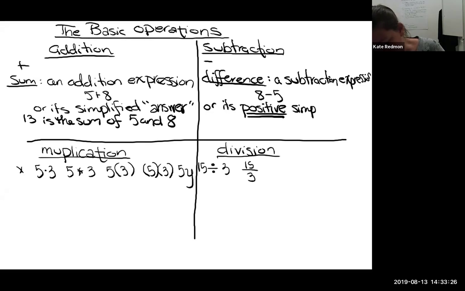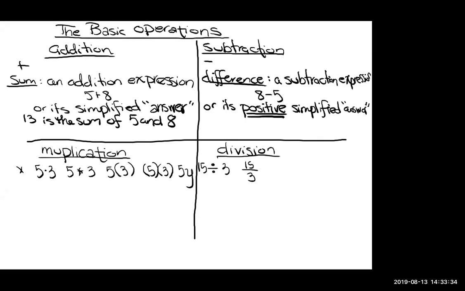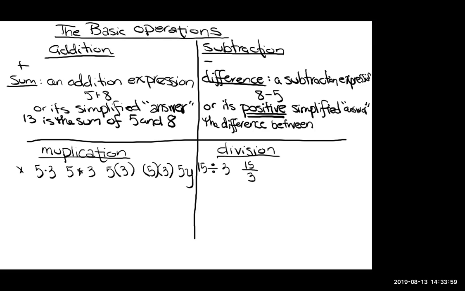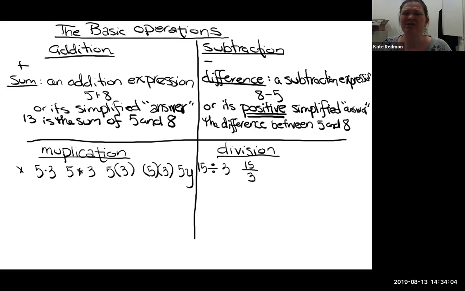positive simplified answer. What the heck is Kate talking about? Positive. Well, David, do you have your GED calculator on you today? No, I do not. Okay. Do you have any calculator, like on your phone? Yeah. Do me a favor. I want you to do 8 minus 5. 3. But then what if I did it the other way around? What if I did 5 minus 8? It'd be -3. Exactly.